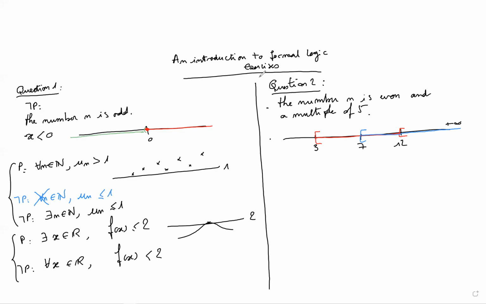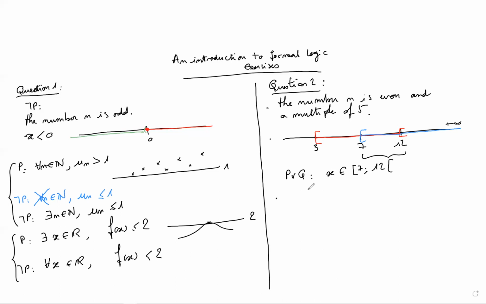Here, it's about a conjunction, so it's an and. You want x to be in the red and in the blue, which means this. So your P and Q would be x is between 7 included, because 7 is blue and red, and 12, and you don't take 12 because 12 is blue, but 12 is not red.